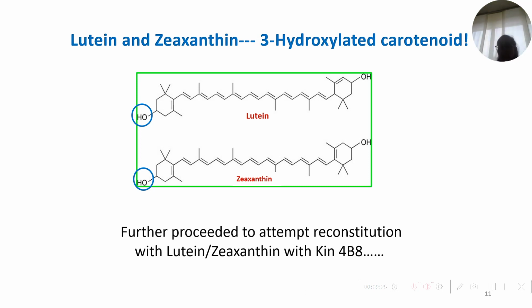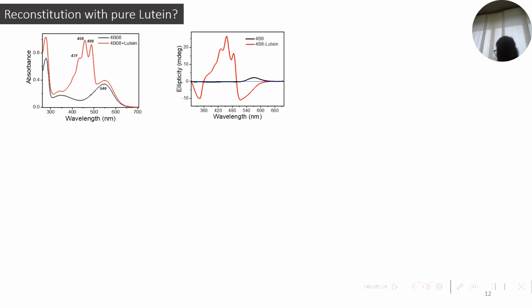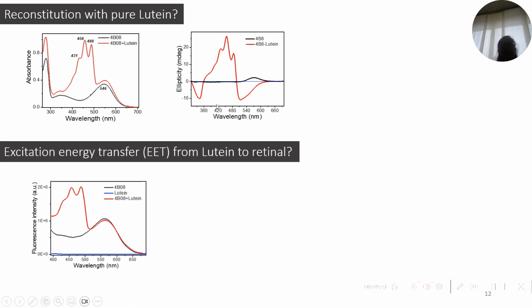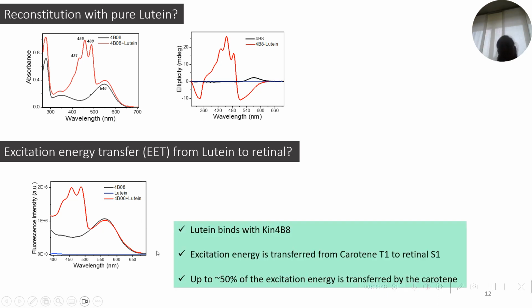So now what we did after this chromophore extraction method, we moved to test and quantify the binding if the Kinneret 4B8 binds lutein and zeaxanthin. So for that, we bought commercial lutein and zeaxanthin and tested its binding. And the absorption and CD spectra show that it has very nice binding. And then when we test the excitation energy transfer with fluorescence excitation spectra, there also we see that up to 50% of the excitation energy is transferred from lutein to the retinal of 4B8.